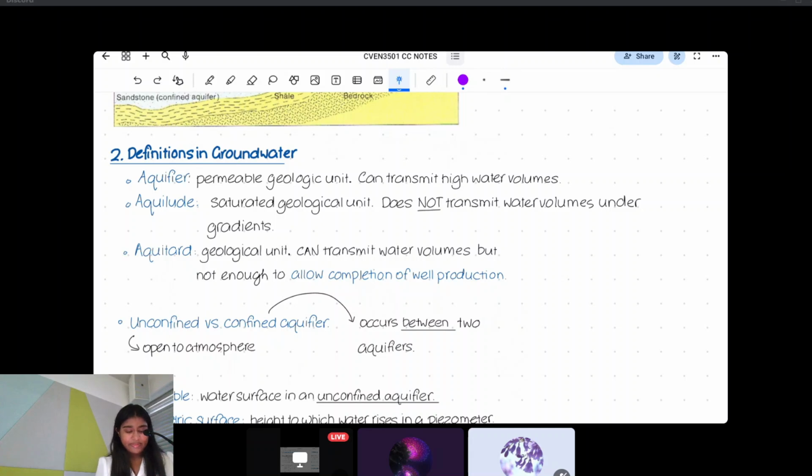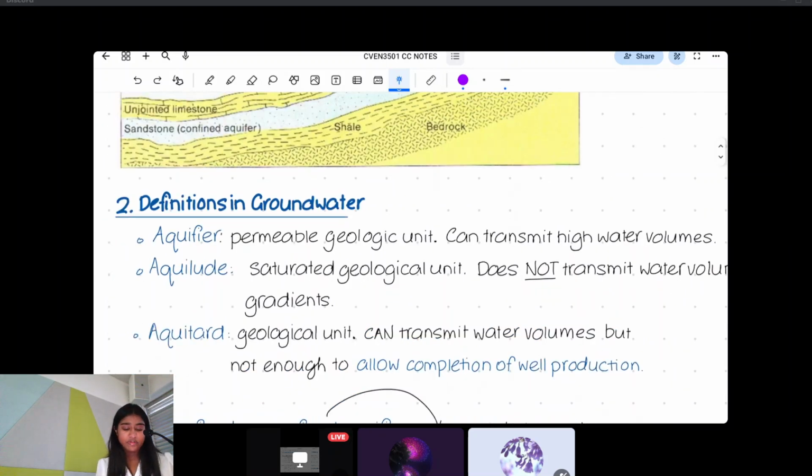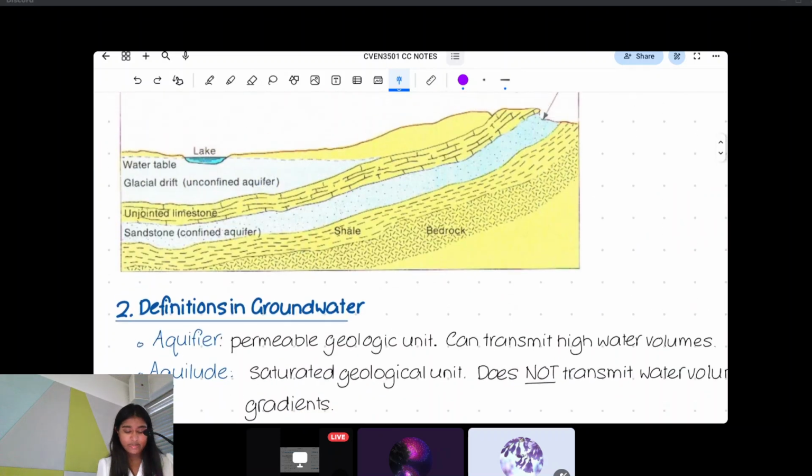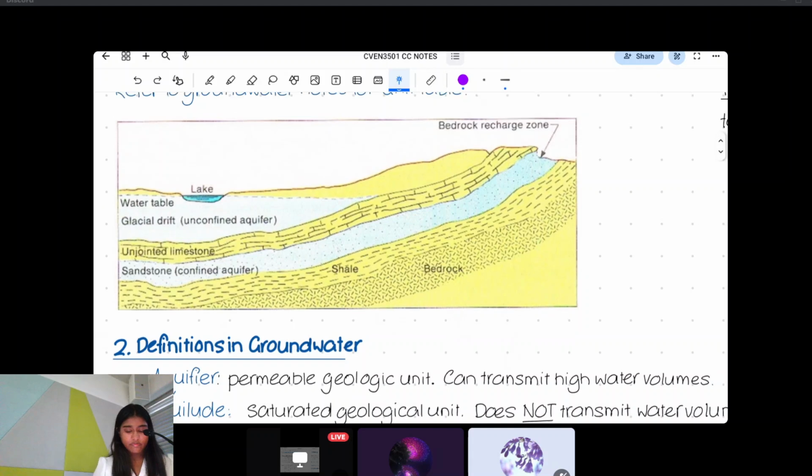Aquifer, that is a permeable geological unit, and it can transmit really high water volumes. So if you look at this part of the diagram here, the aquifer, it's got quite a lot of water that it can transmit from one place to another, not necessarily connected to the water table, right?